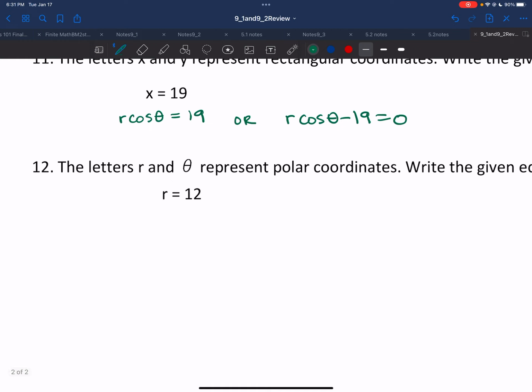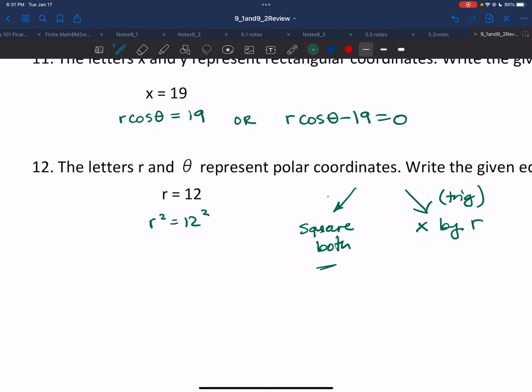So we have two options, right? When we see the polar, we can either square both sides, or we multiply by r. Multiplying by r is typical if we see trig functions. Squaring is if we don't see trig functions. So I don't see a trig function here. So I'm going to square both sides. So r squared equals 12 squared. I also know that r squared is equal to x squared plus y squared. So using the transitive property, I can have x squared plus y squared is equal to 12 squared.